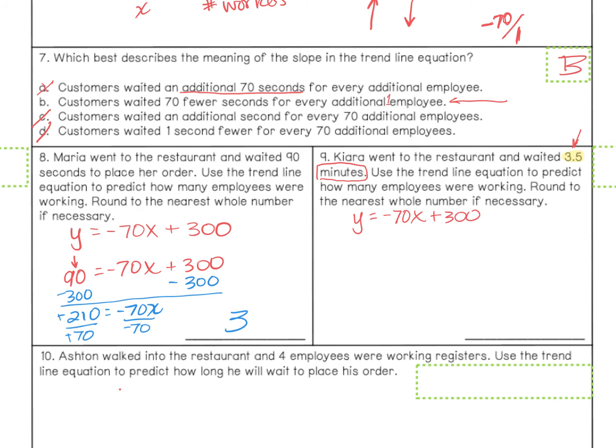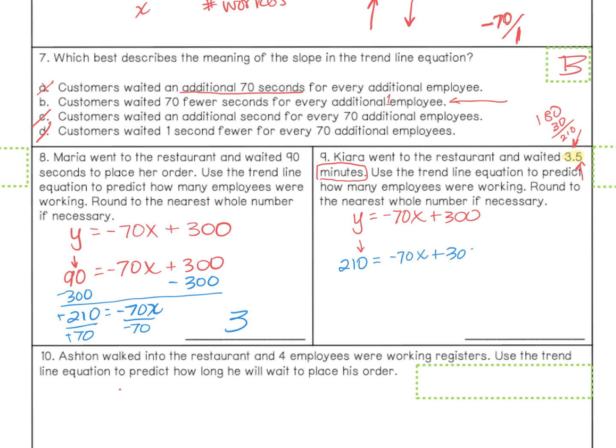Well, there's 60 seconds in 1 minute. So 3 times 60 seconds is 180 seconds plus half of a minute. Well, half of a minute is 30 seconds. So 180 plus 30 is 210 seconds. I'm going to substitute 210 for Y because Y represents the wait time, just like we talked about before.